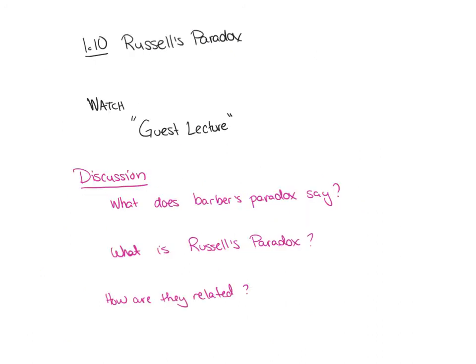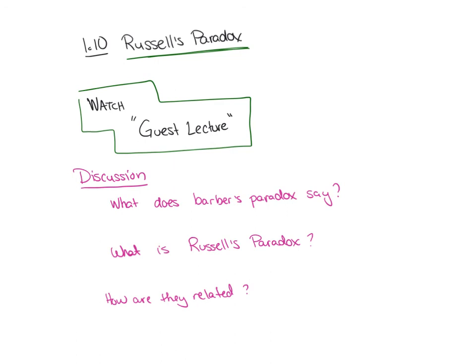Okay, the last property that we're going to talk about here is Russell's paradox. So this comes from the idea where we're trying to build up a foundation of mathematics based on sets. And what you'll see in this video is that there are some issues that we run into if we try to do that. So what I'd like you to do is watch this guest lecture. It's just a YouTube video I found, and it talks really nicely about Russell's paradox and relates it to the Barber's paradox. So as you're doing that, I want you to listen closely to figure out what the Barber's paradox says, what Russell's paradox is, and how those are related. And we'll talk about those in class.